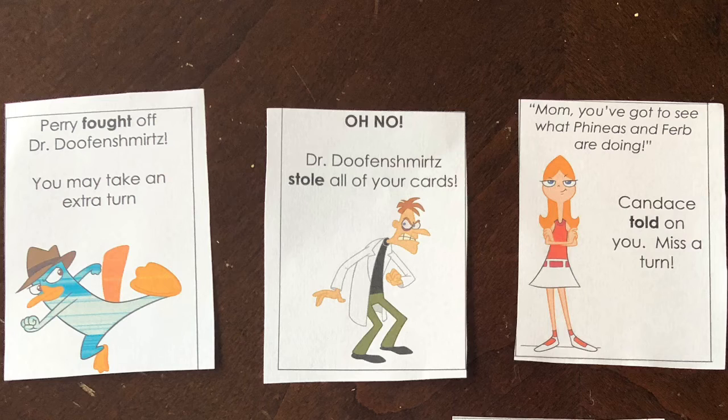In this version, the Perry the Platypus, Dr. Doofenshmirtz, and Candace cards are the exact same from version 1. The player can either win an extra turn, have all their cards stolen, or lose a turn. This game is also the same as version 1 in the fact that whoever has the most cards after all the cards in the middle are gone in the end wins.